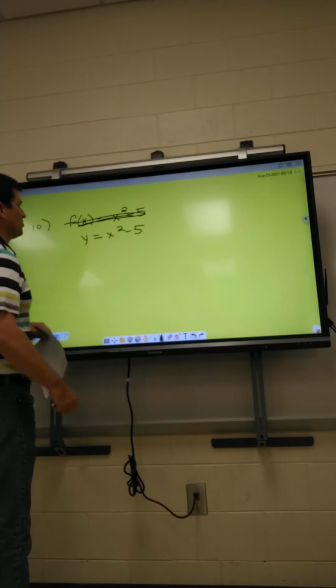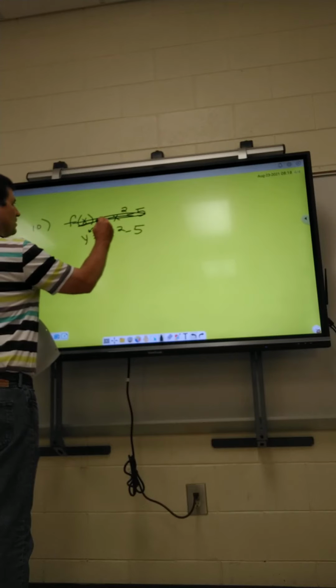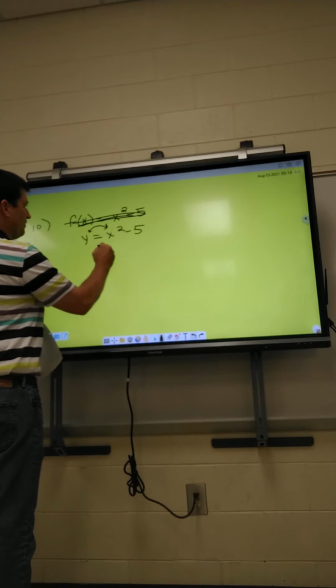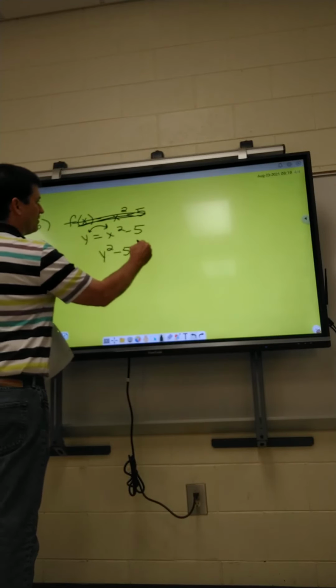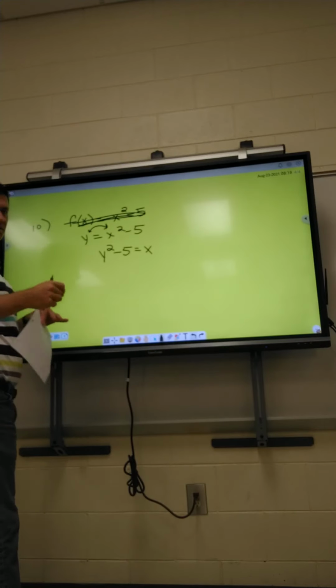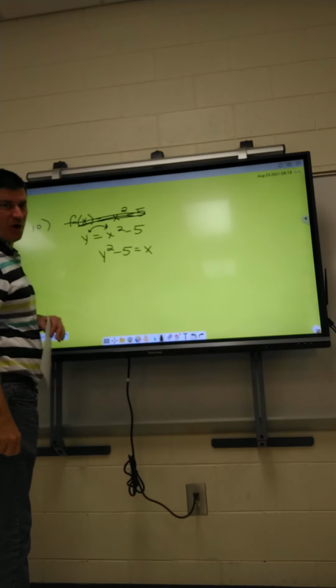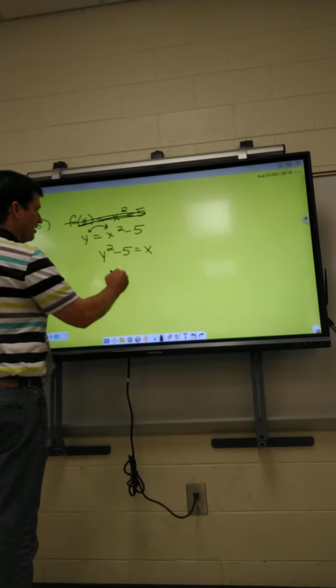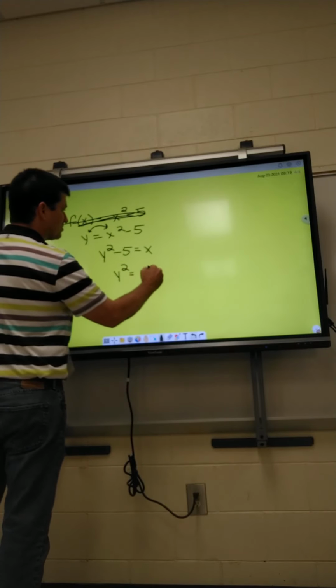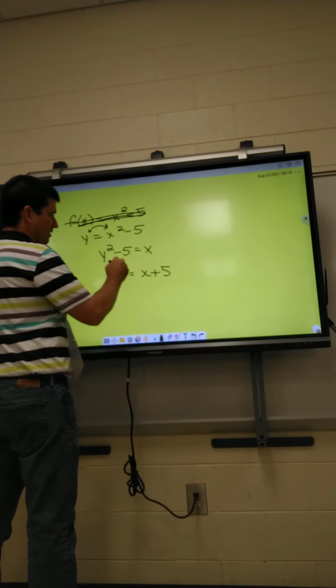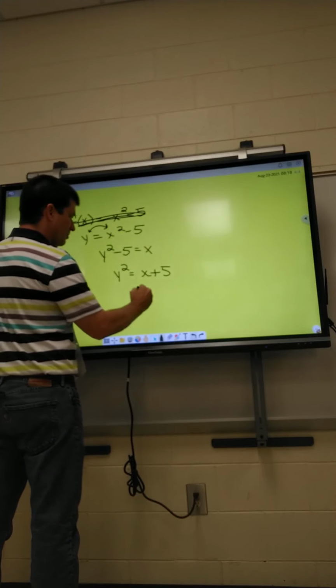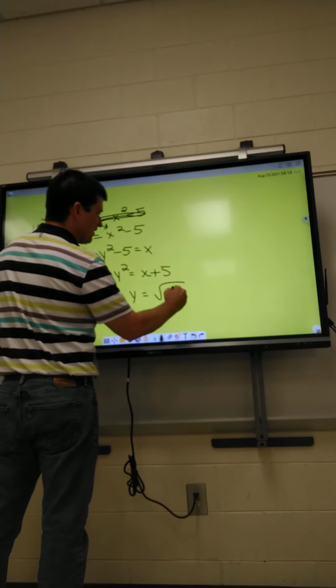Second step says switch your x and y. So instead of x squared minus 5, it's y squared minus 5. Just trade places. Last step is solve for y. So y'all know we have to bring minus 5 over. Make it x plus 5. And then the opposite of a square is a square root. So the square root of x plus 5 is my answer.